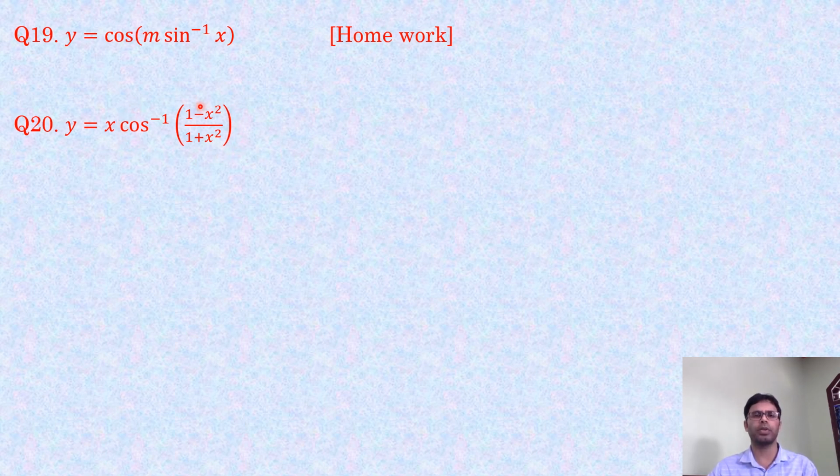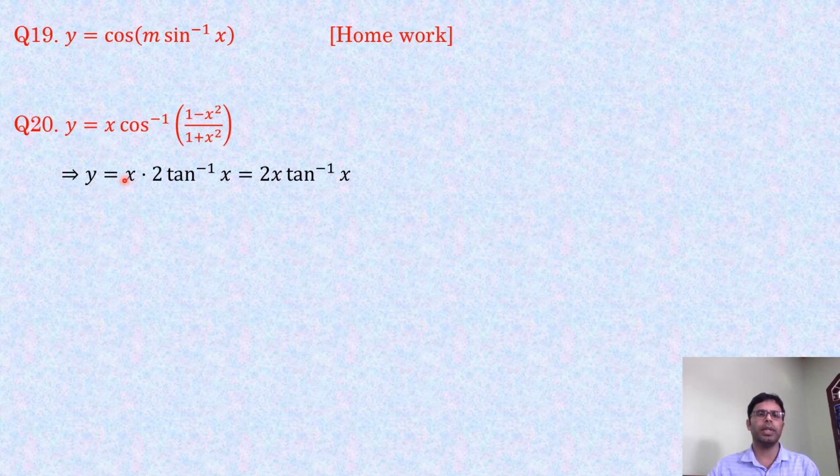Now this question is homework for you. You can solve it yourself. Y is equal to x cos inverse of (1 minus x square) by (1 plus x square). Again you use that formula 2 tan inverse x here, because cos inverse of (1 minus x square) by (1 plus x square) is equal to only 2 tan inverse x. So before differentiating this, first use that formula.